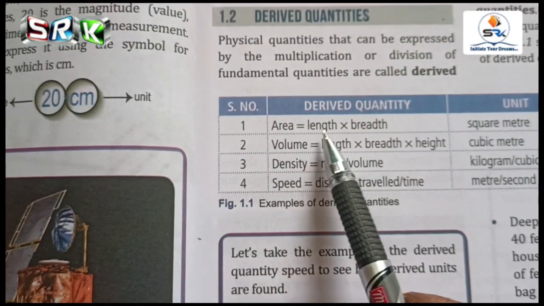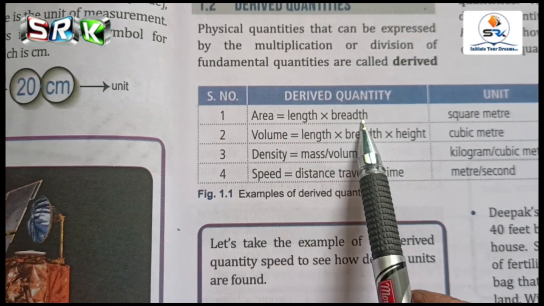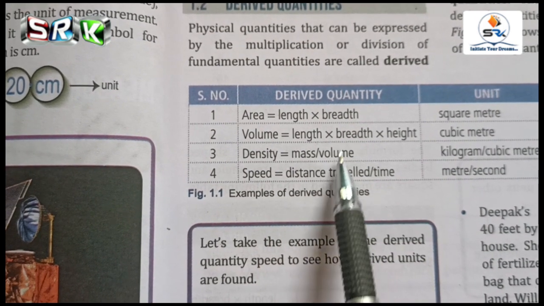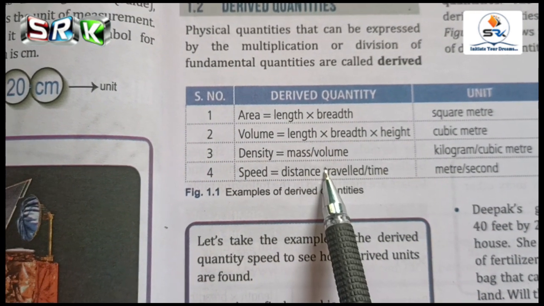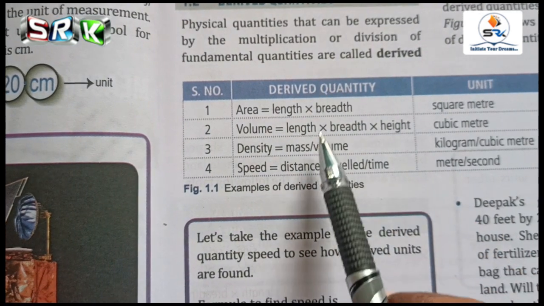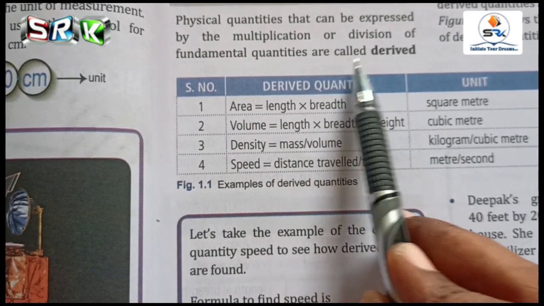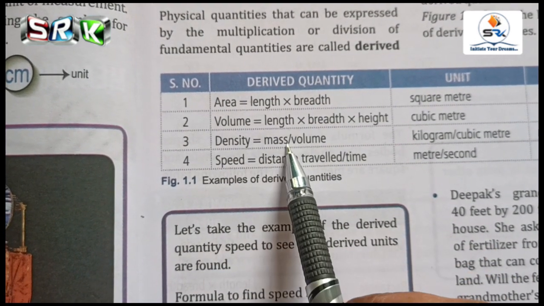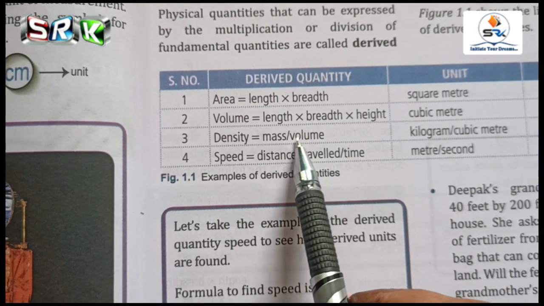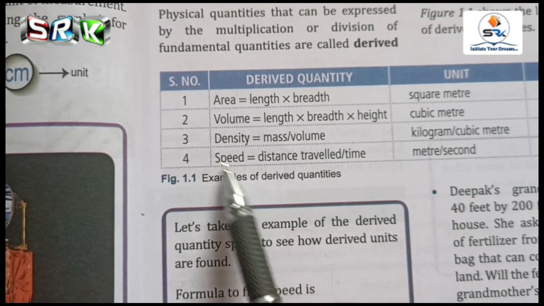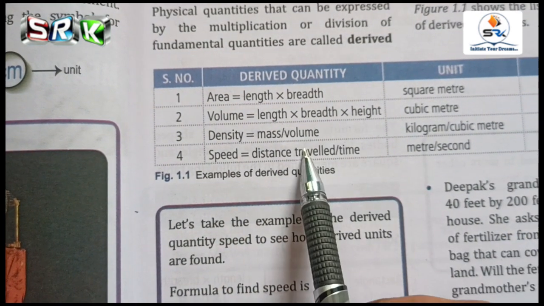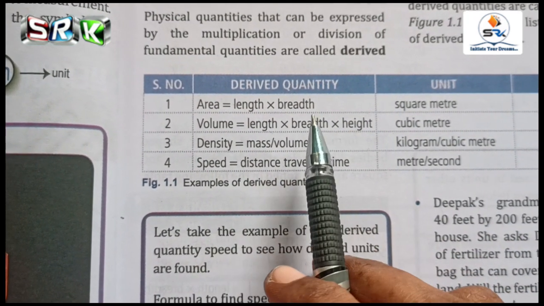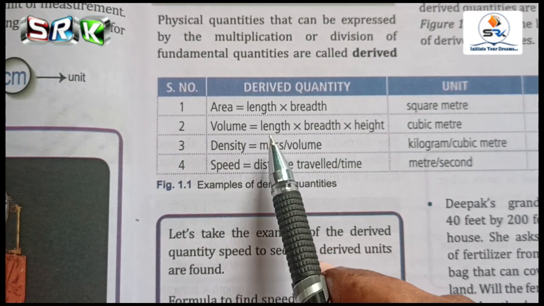So how are these obtained? This is obtained by multiplication, and this one is obtained by division. So can you understand the definition now? This one is obtained by the multiplication or division of the fundamental quantities. Here the fundamental quantities are given and you are obtaining this by the multiplication or division of these fundamental quantities. So this is called what? Derived quantity. Can you understand this? Now we will see the examples one by one.